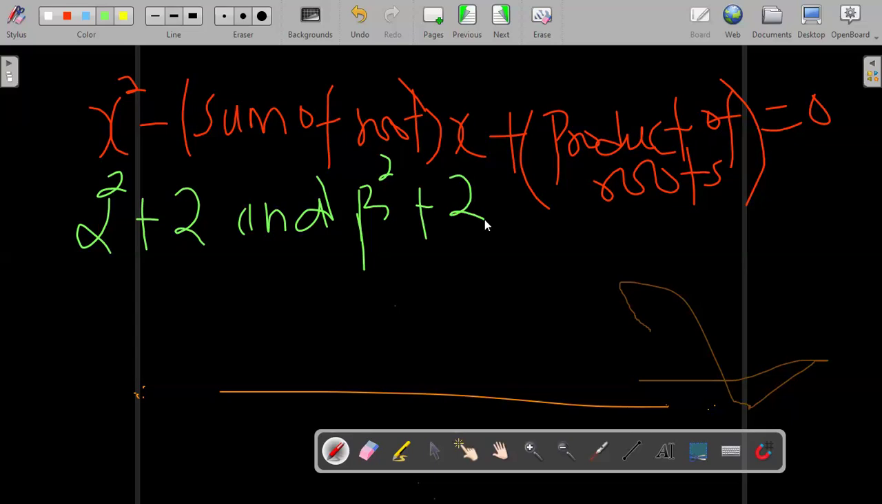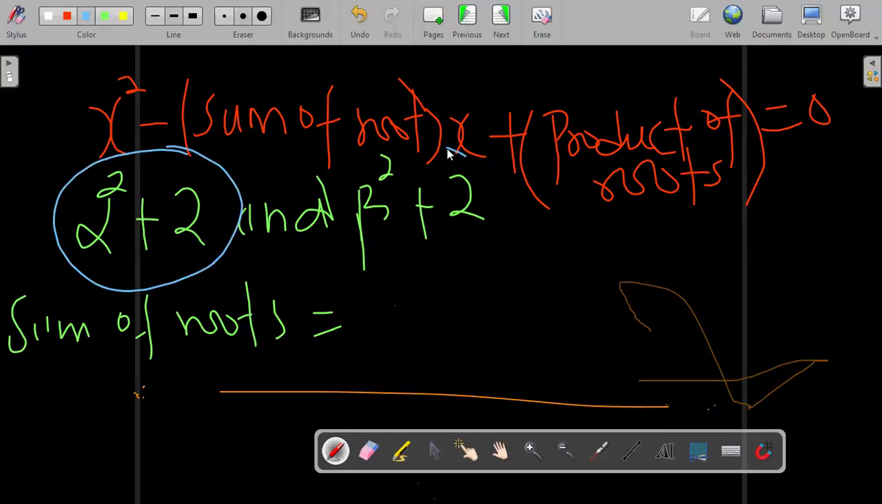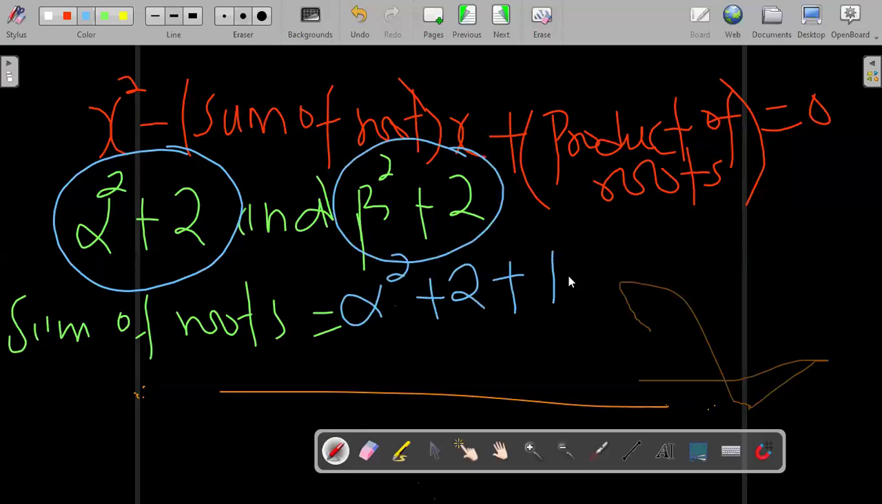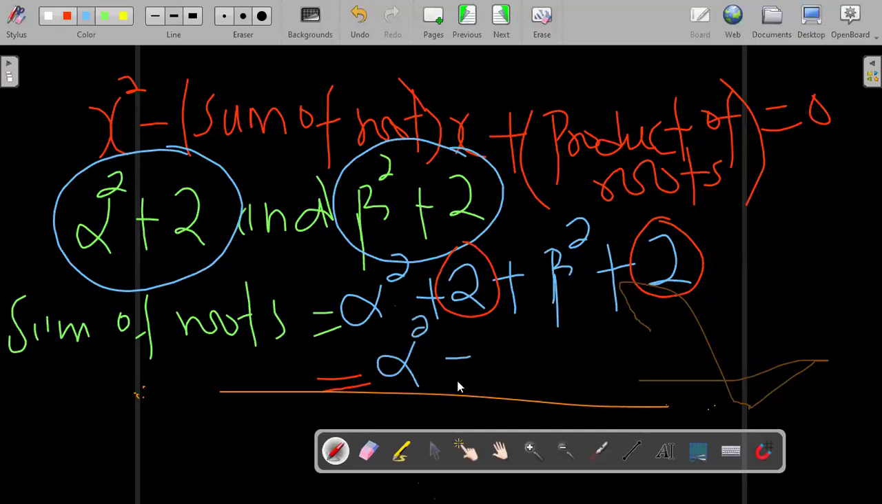So from these two roots, I will get the sum of the roots. I will sum these two together, which is alpha squared plus 2 plus beta squared plus 2. I can add 2 and 2 together, which gives us 4. So I can rewrite this as alpha squared plus beta squared plus 4.